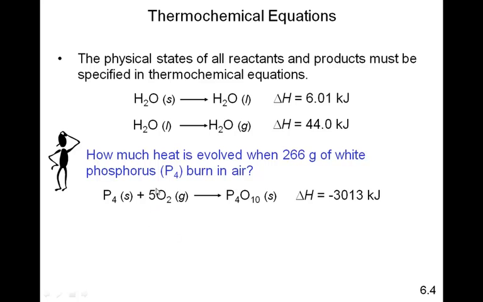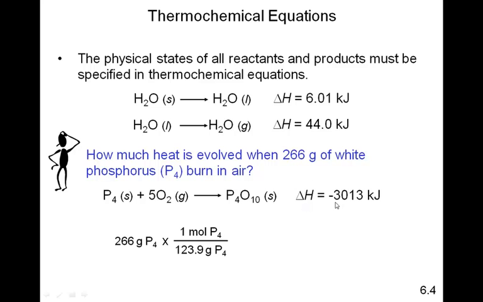But this is also true in terms of the fact that for every 5 moles of O2 that reacts, this much energy is released, and for every 1 mole of P4O10 that is produced, this is the amount of energy that's released. So if we've got 266 grams of white phosphorus, we want to know how much energy is released. We take the number of grams of the white phosphorus and we convert it to moles by dividing it by its molar mass, obviously. So that'll be the number of moles.